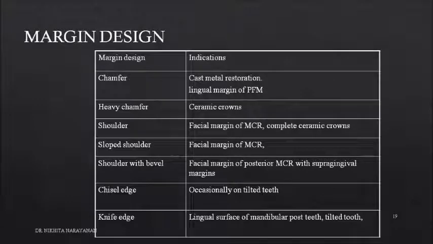Margin design or the configuration of the gingival finish line determines the bulk of the restorative material at the margin. So this contributes to the structural durability of the restoration along with marginal integrity. The various finish line designs which we use are chamfer, heavy chamfer, shoulder, slope shoulder, shoulder with bevel, chisel edge and knife edge. Chamfer is the preferred margin for cast metal restoration. Heavy chamfer, shoulder, and slope shoulder are used for metal ceramic restorations. Chisel edge and knife edge margins are very rarely used. These are occasionally used on tilted teeth.